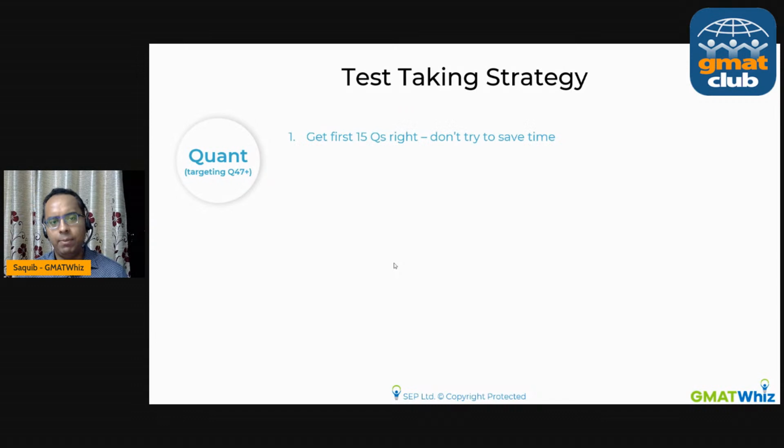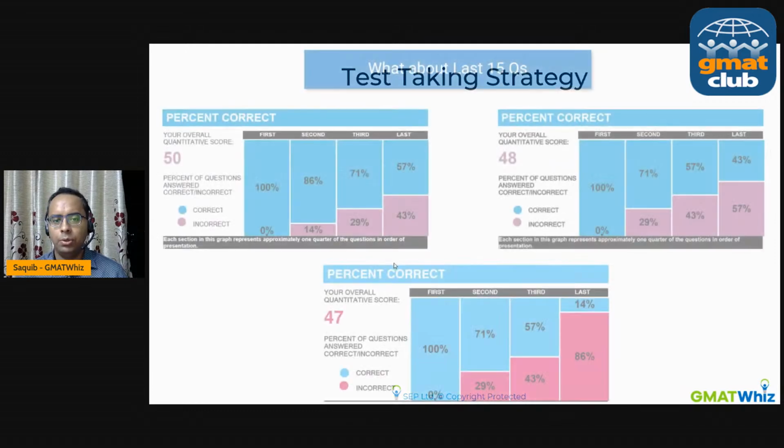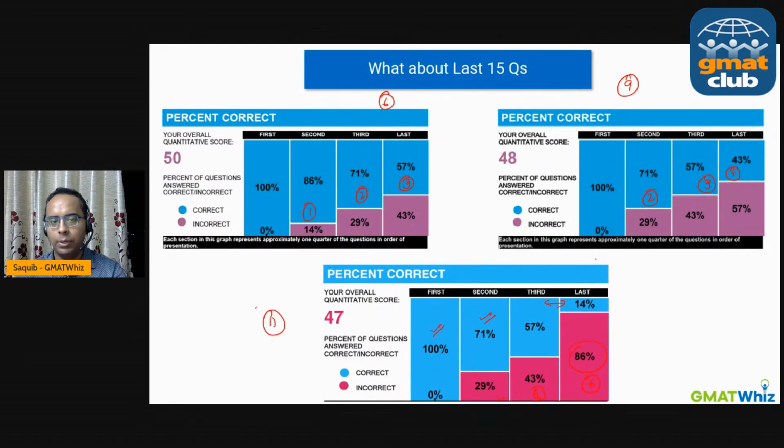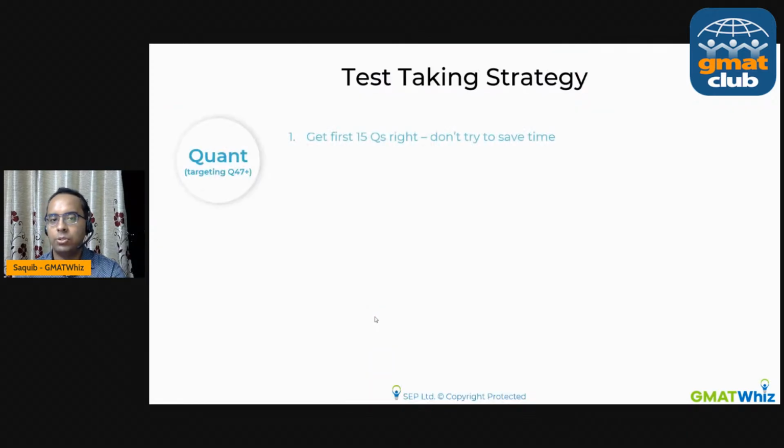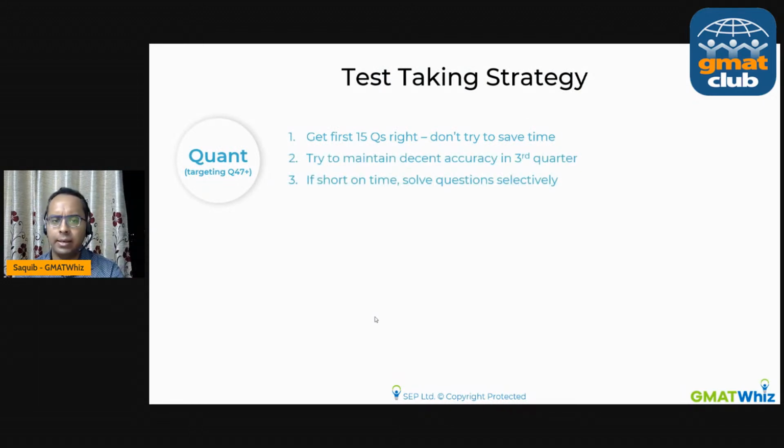So to get a 47 plus, as I said, make sure that you get the first 15 questions correct. Third quarter, maintain a decent accuracy. I'm not saying that you mess up the third quarter completely. Notice that all the third quarters are pretty decent. Had this third quarter been 86% mistakes, then the score would have been less. Then this would have been a 44 or something like that. So the third quarter still has to be decent. You have to do well. And the fourth, you can select questions. If you're running short on time, select questions.